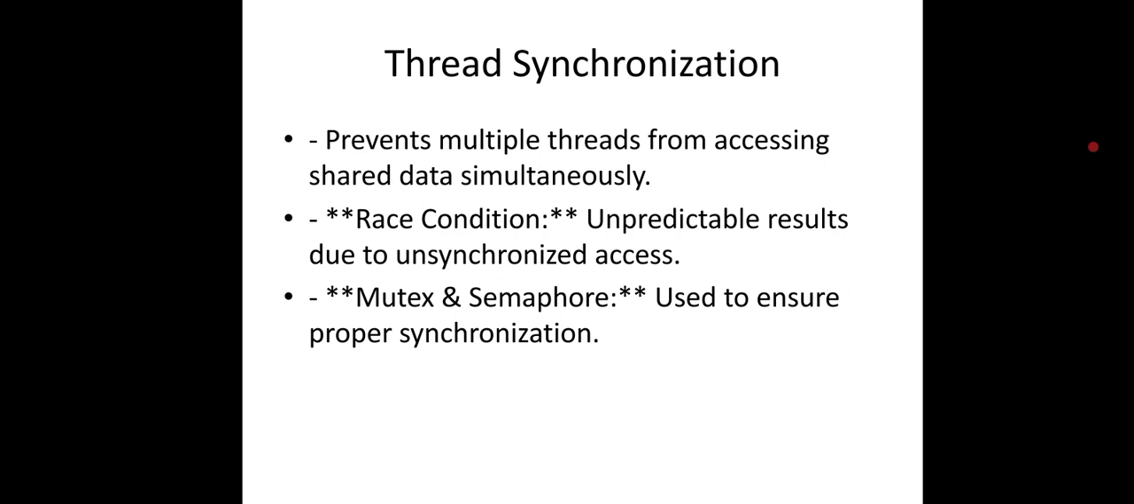Thread synchronization prevents multiple threads from accessing shared data simultaneously. Race condition: unpredictable results due to unsynchronized access. Mutex and semaphore are used to ensure proper synchronization.